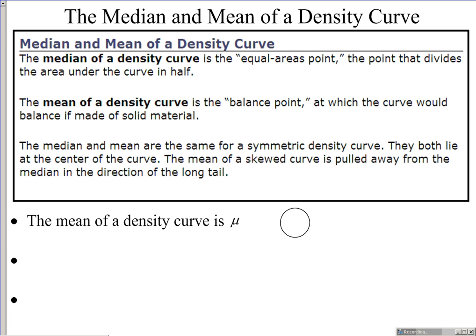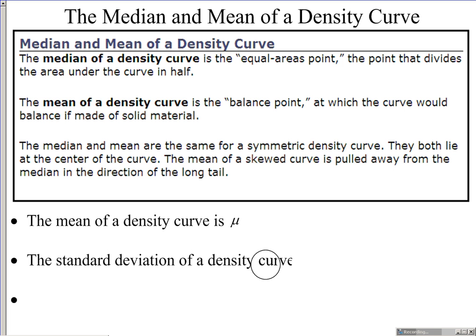The mean of a density curve is mu. So now we're introducing some population variables. A density curve represents a population. Mean is mu. Remember, a sample mean is given by x bar. Standard deviation of a density curve is given by the Greek letter sigma. Remember, standard deviation for a sample is just given by the letter S.